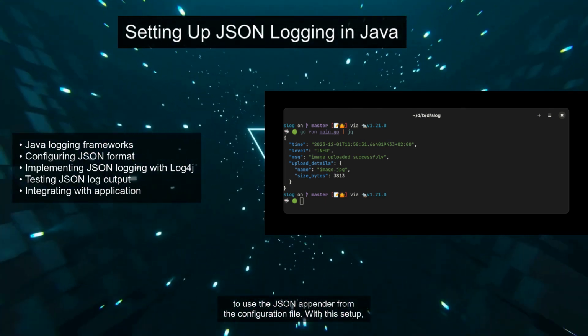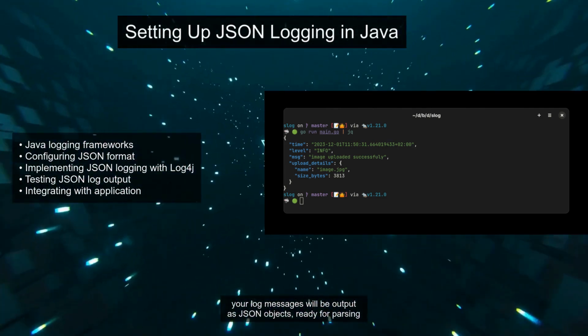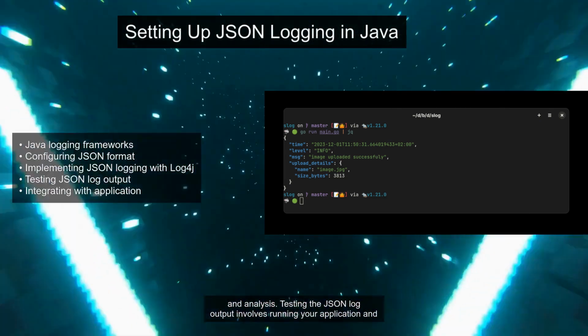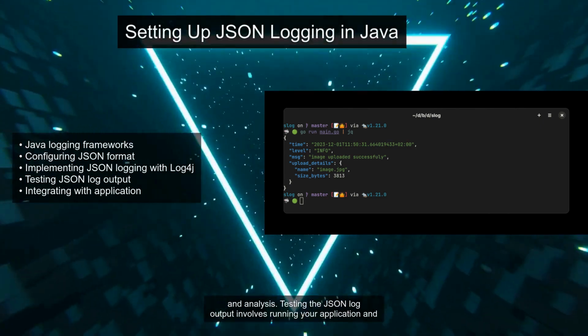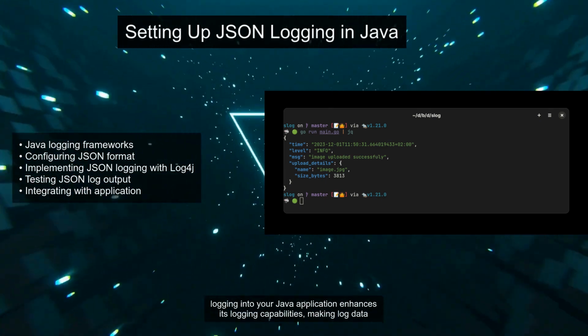In your Java code, configure the logger to use the JSON appender from the configuration file. With this setup, your log messages will be output as JSON objects, ready for parsing and analysis. Testing the JSON log output involves running your application and verifying that the log entries are correctly formatted as JSON.